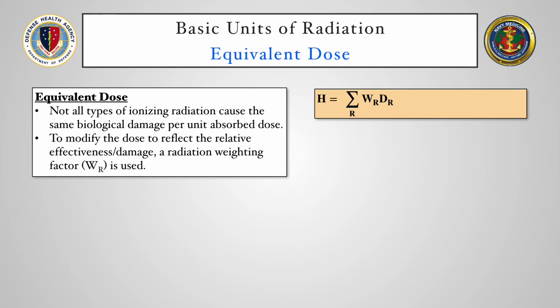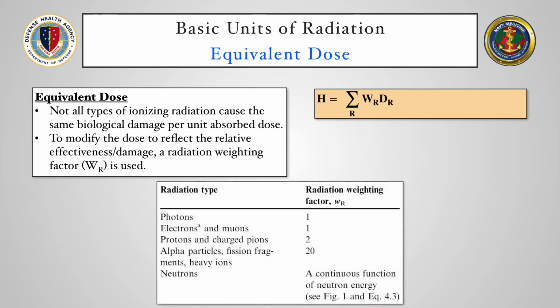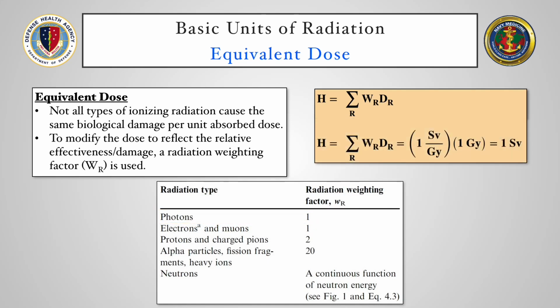Radiations used in diagnostic imaging, or X-rays, include the energetic electrons produced as a result of the interaction. So they have a radiation weighting factor of 1. So said another way, for the purpose of diagnostic X-rays, 1 gray equals 1 sievert. Therefore, with the radiation weighting factor of 1 sievert per gray times 1 gray, you get 1 sievert.